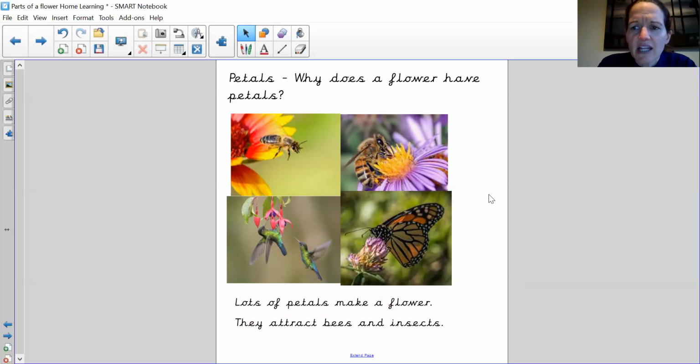They're orange and yellow because that then attracts all of the bees and the insects, the butterflies to come and suck out all the nectar, and then they're able to take it. And they pollinate each flower as they take the pollen from one flower and they go to another one and another one. So petals need to be bright and colorful so it attracts all the bees and the insects.